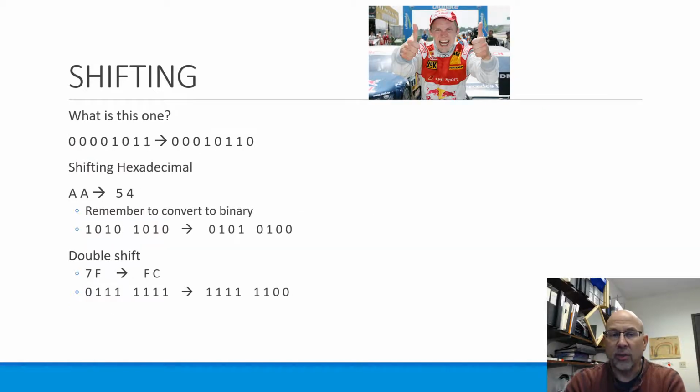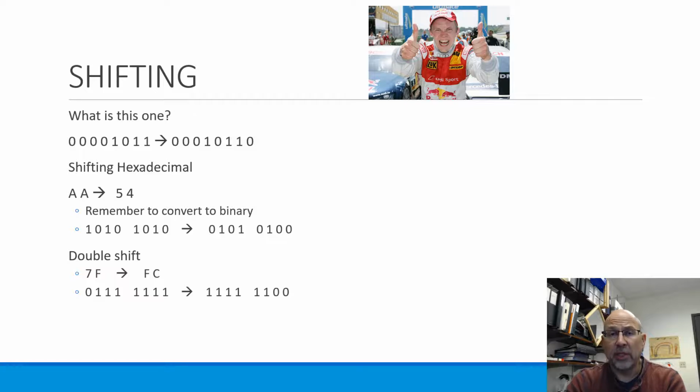Well, what would this value be? Well, as you can see, we started off with 1011, and that would be 8 plus 2 plus 1, which would give us 11. But when we do a 1-bit shift, all of a sudden we wind up with 16 plus 4 plus 2, or 22. So all of a sudden we wind up with, of course, a larger number. And each one of those bit positions has been doubled compared to what it was before. So the 8 became a 16, the 2 became a 4, and the 1 became a 2.